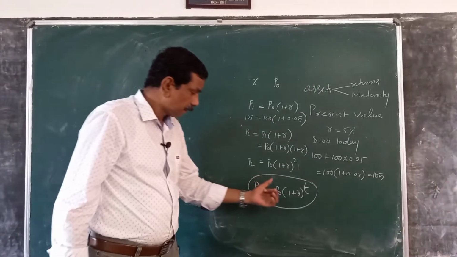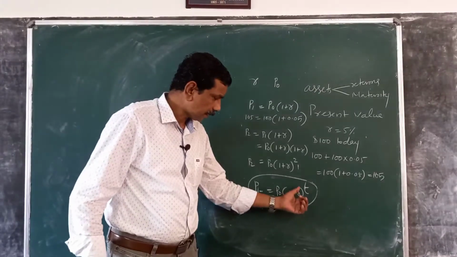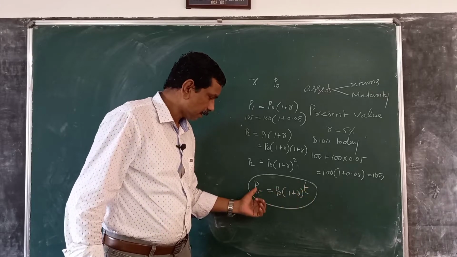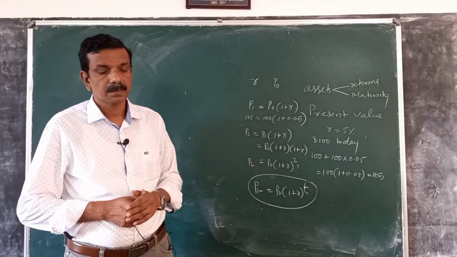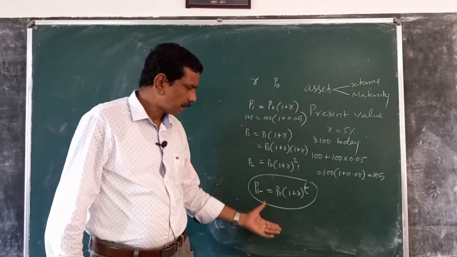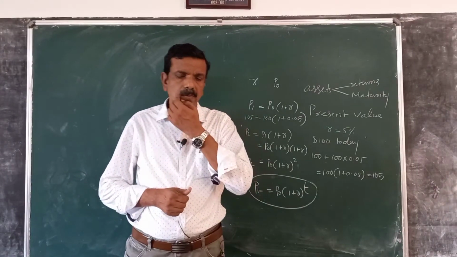If an amount equal to 100 is lent at a rate of 5%, after say 10 years, it is P0 into 1 plus R raised to T. These are the future values. Now we consider the original question.